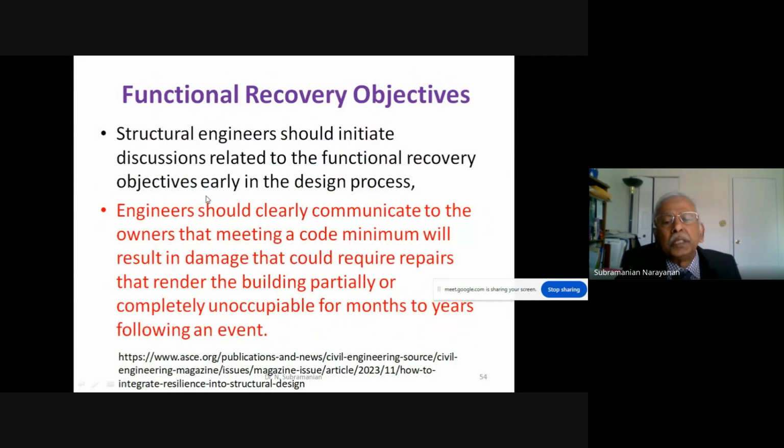So the structural engineers should initiate discussions related to the functional recovery objectives early in the design process. They should clearly communicate to the owners that meeting a code minimum will result in damage that could require repairs that render the building partially or completely unoccupiable for months or even years following the event.